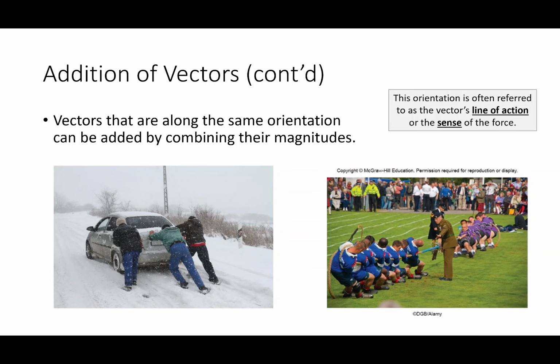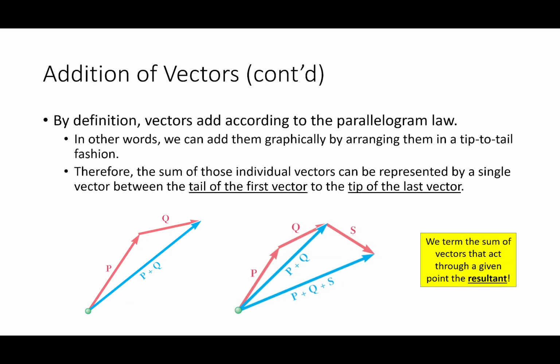Okay, so let's talk about a scenario like that. Let's take vectors P and Q. Now, P and Q are not applied along the same line of action. P, for example, is going this way, and Q is going this way. The way that we do that graphically is we just apply them in a tip-to-tail fashion.